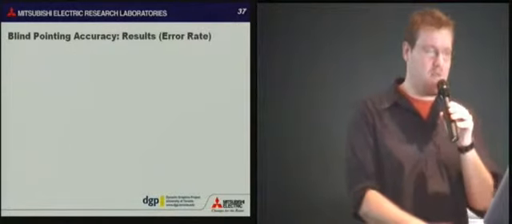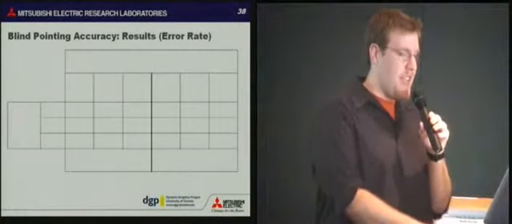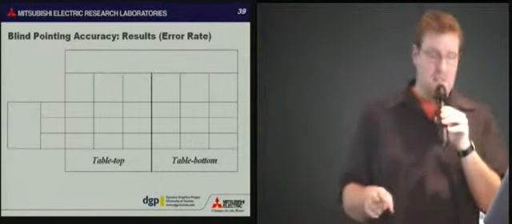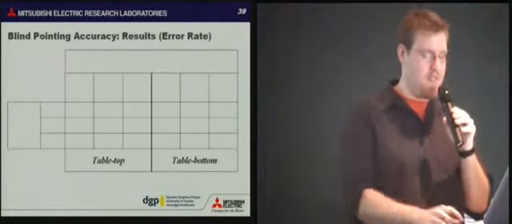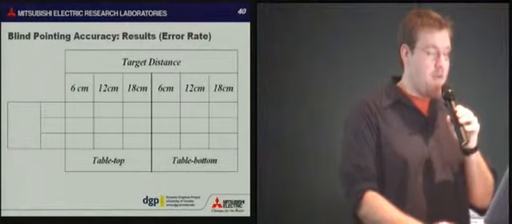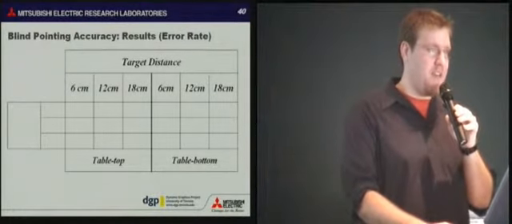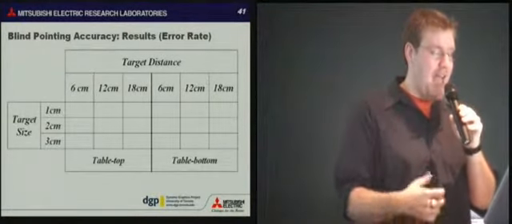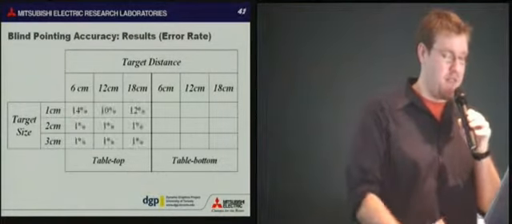So let's take a look at the results for error rate. This is a rather complicated table. First, on the left, we'll have the table top results. On the right, we'll have the table bottom results for each of the target distances, 6, 12, and 18 centimeters, and target sizes of 1, 2, and 3 centimeters.